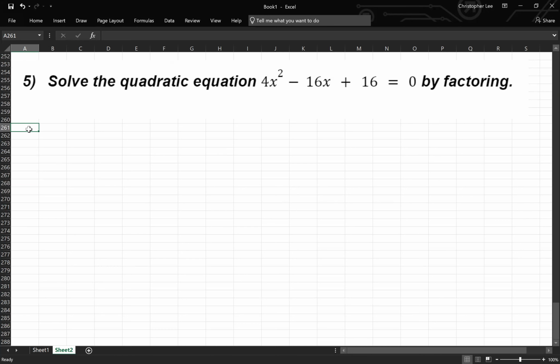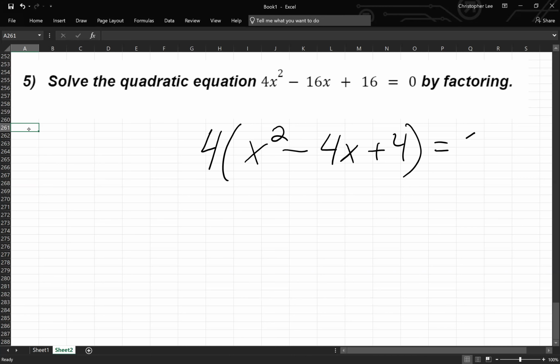All right, so I want to solve this quadratic equation. It says by factoring, but I don't care. How do I do this? What should I do before I do that? So what's the greatest common factor here? 4, good. And what's left over? Very good. All right. Help me out. I don't know how to do this. Factor that. Yeah, factor for me. What is it?